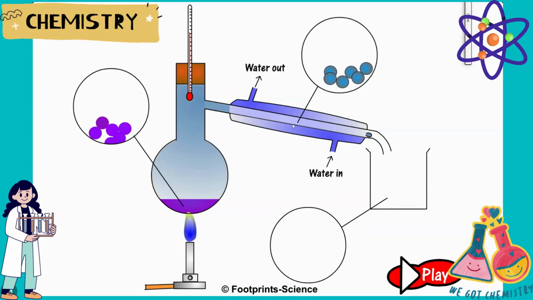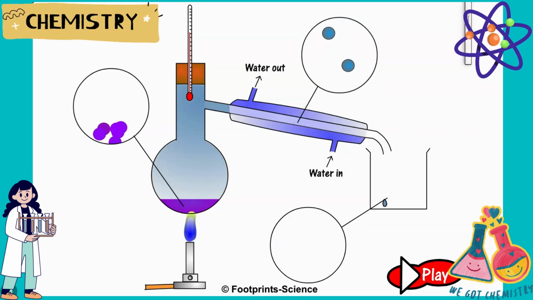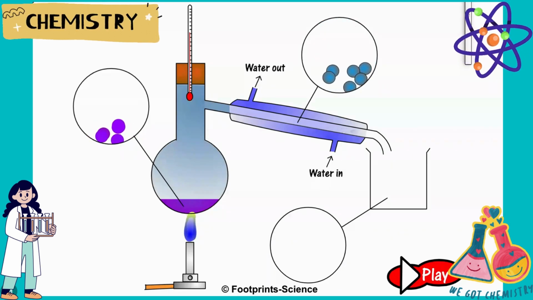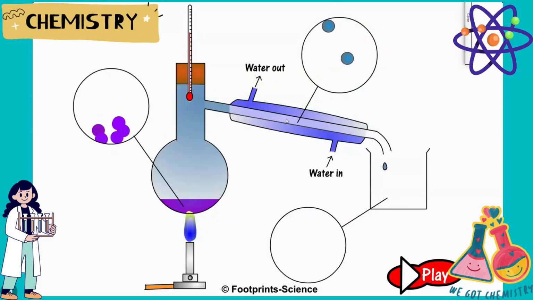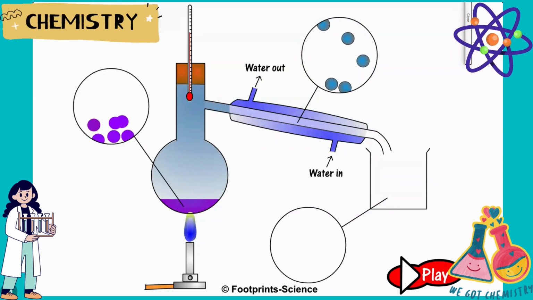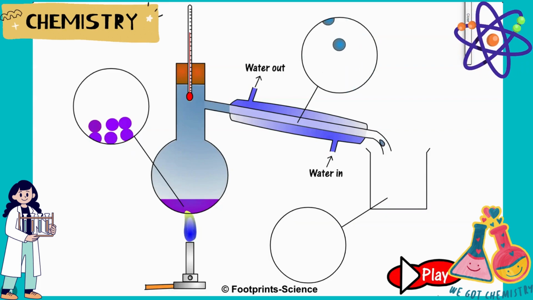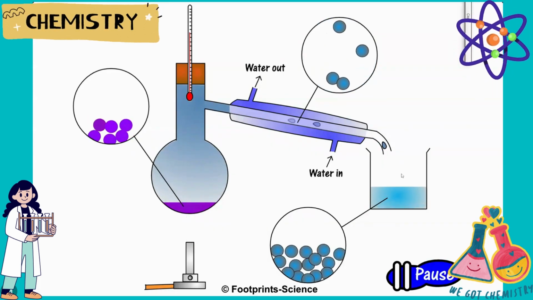This process, the change of aggregation state from gas to liquid, we call condensation. This is the reason why this piece of equipment gets the name condenser, because the process that happens inside is called condensation. So in the end of this process, here we will get water.